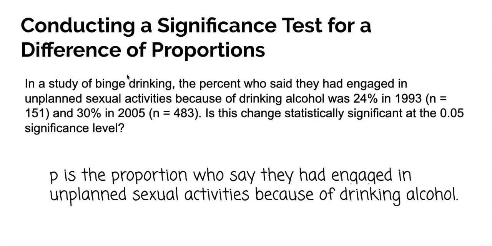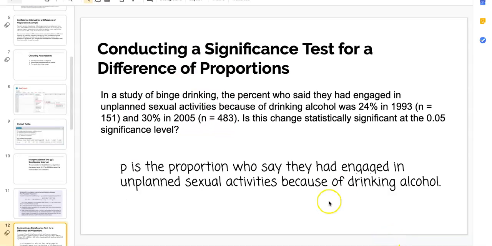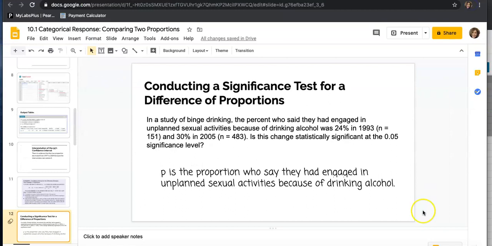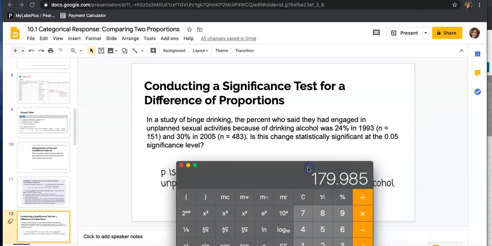Now, how many people did we interview in total? Let me get my little calculator out. I got 151 plus 483. So in total, in 1993 and 2005, we interviewed 634 people. So out of that total number of people, how many were engaging in unplanned sexual activity because they were drinking?